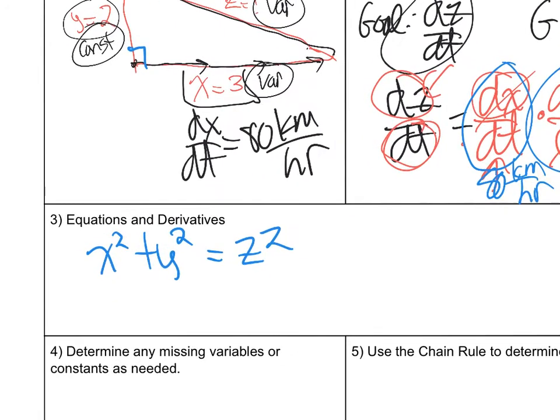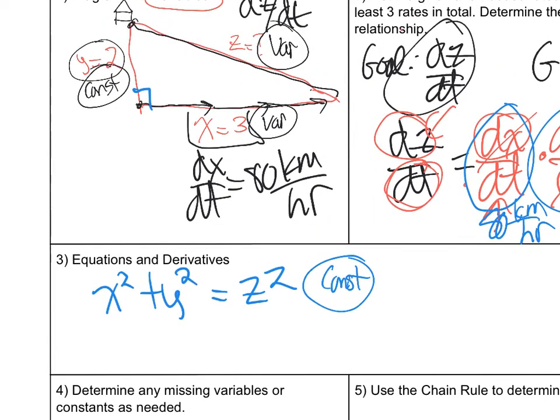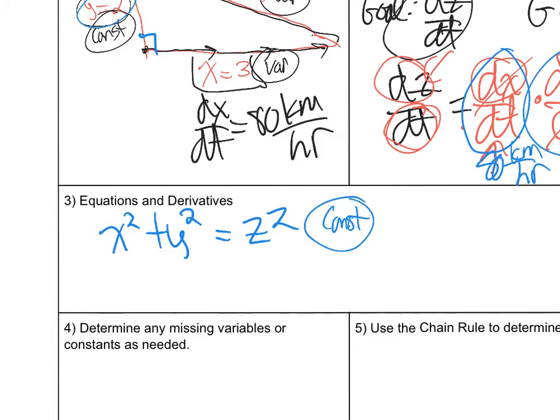What's really important here is that we note the constants, and we put in the constants, because the derivative of a constant is 0. So what are the constants in this case? Well, the only thing that's a constant is y. y is worth 2. So that means that our equation is x squared plus 2 squared, which is 4, equals z squared. Okay, so that's our governing equation.